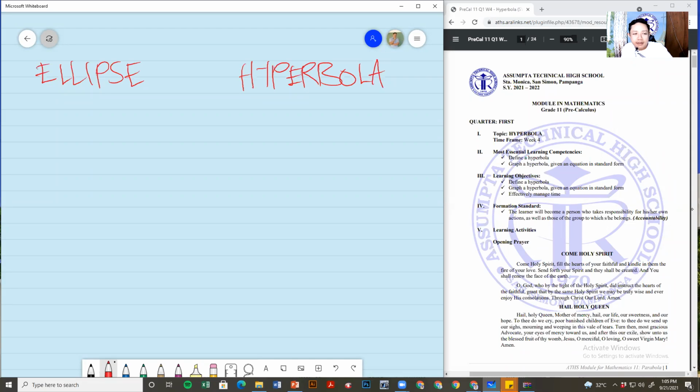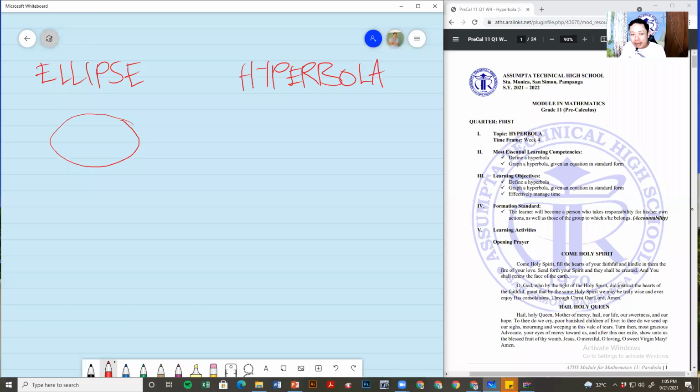Okay. Now, if you can remember, an ellipse is like that. It's an oval shape. Ellipse. Basta it's an oval. Sorry for my figure. That's an example of a figure of an ellipse.